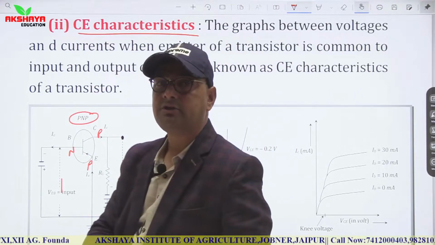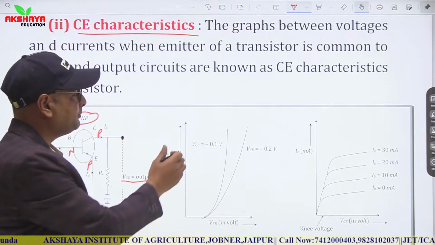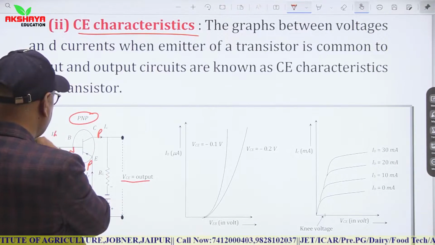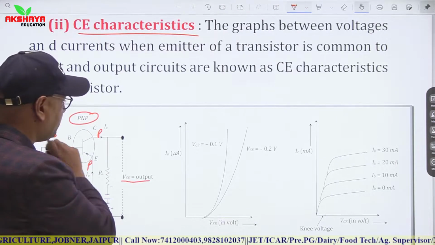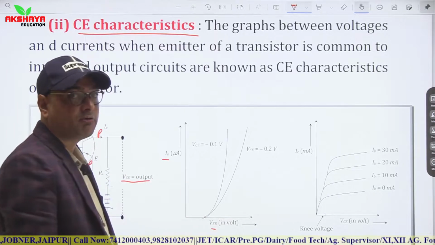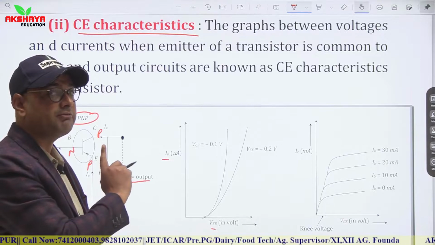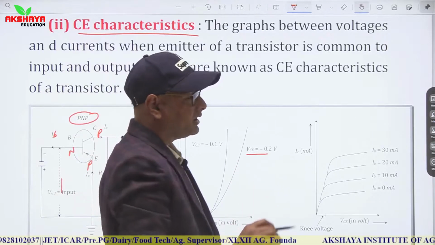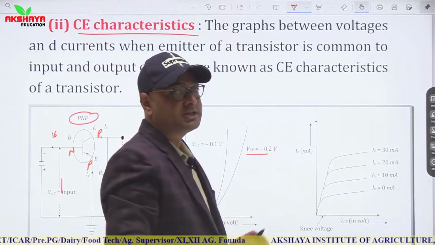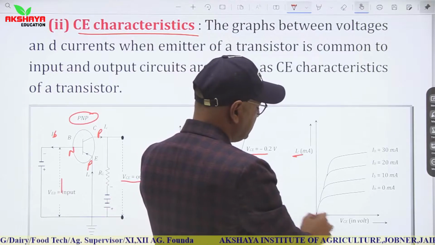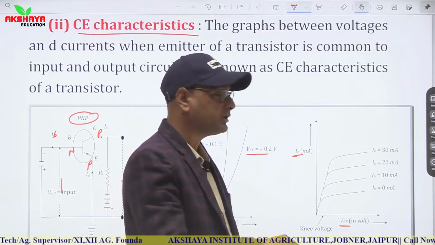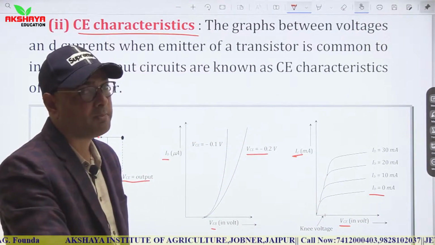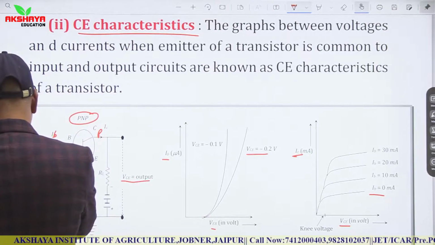In this situation, if we plot characteristic curves, then input characteristic curves are plotted between input current IB and VEB, while output voltage VEC or VCE is constant. While plotting output characteristics, we use output current IC and output voltage VCE, while input current IB is kept constant. So in this way we obtain characteristic curves in common base and common emitter concept.